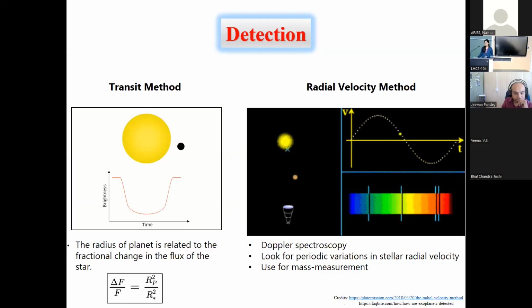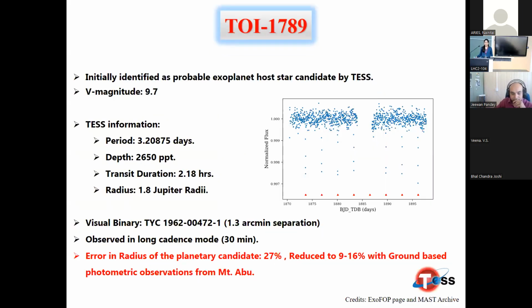Now I am coming to my main target of interest, TOI-1789. It was initially identified by TESS as a probable exoplanet host star. It has a visual magnitude of 9.7, and this is the information available on the ExoFOP TESS page. This figure shows the normalized TESS light curve, and the red triangles show the positions of the transits. TESS has detected 7 transits in its observing period.